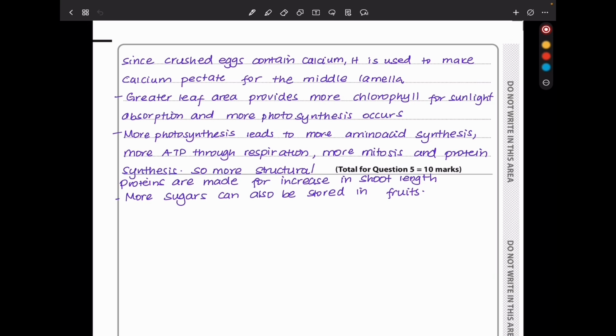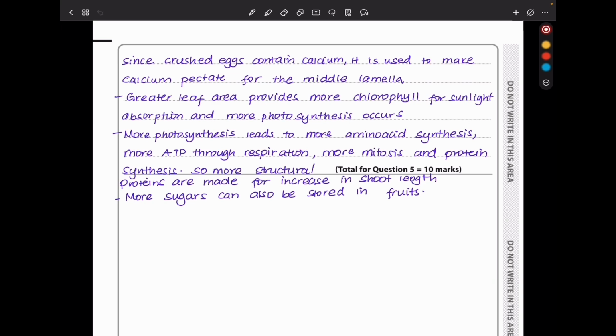Since crushed eggs contain calcium, it is used to make calcium pectate for the middle lamella. Greater leaf area provides more chlorophyll for sunlight absorption and more photosynthesis occurs. If there is more photosynthesis, this leads to more amino acid synthesis, more ATP through respiration, more mitosis, and more protein synthesis. So more structural proteins are made for increase in shoot length.